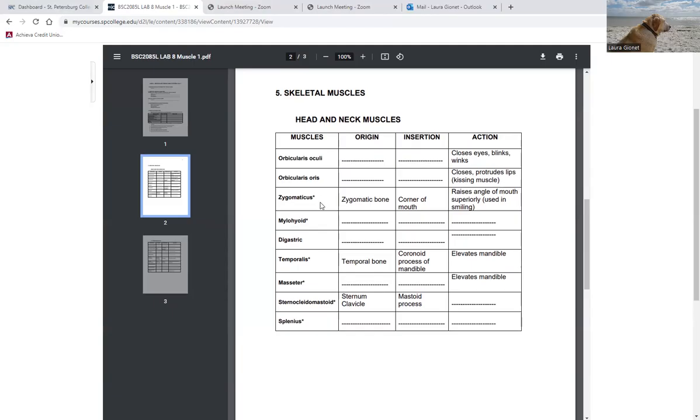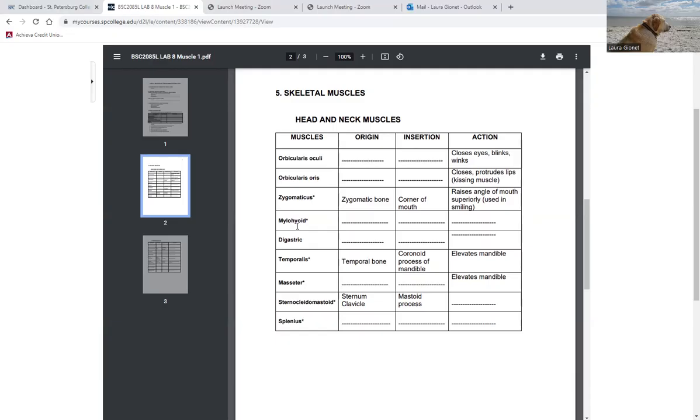Zygomaticus. There is a minor and a major, but we just generally point to the major and call it zygomaticus. Right now, this has your first origin and insertion that you have to know. It originates on the zygomatic bone, which is why it's called zygomaticus, and it inserts on the corner of the mouth. Essentially, it inserts at the corner of orbicularis oris, and it raises the angle of the mouth, as in smiling.